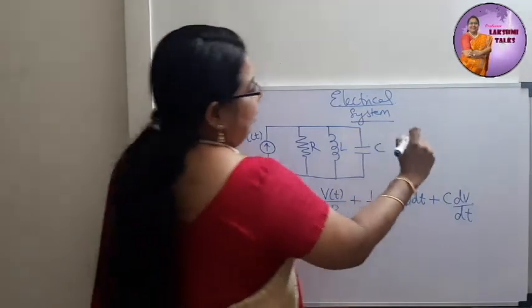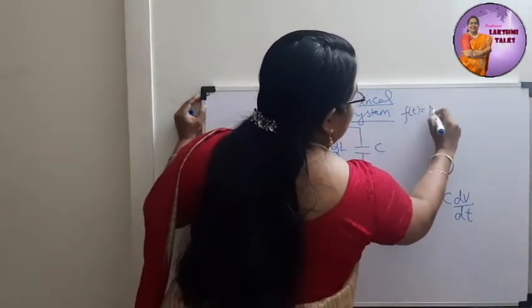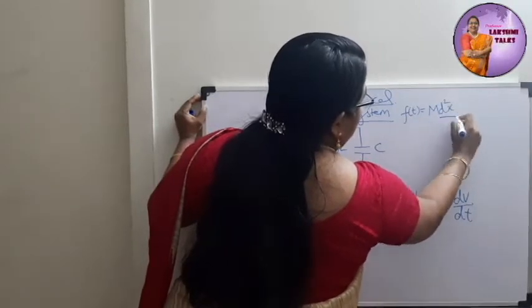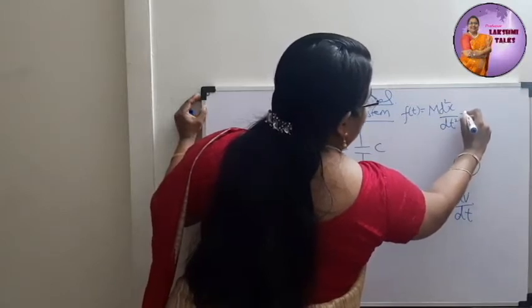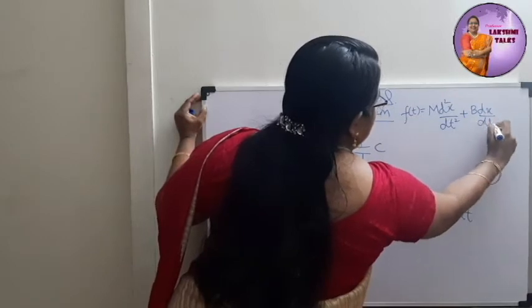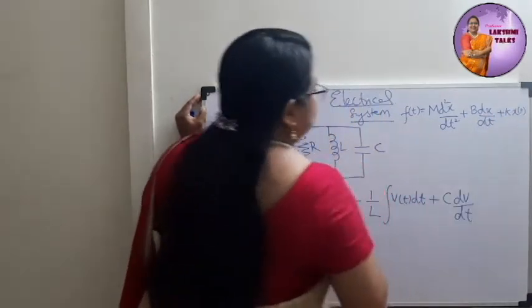So we will write the equation for a mechanical system just like what we did for force voltage analogy. It is f of t is equal to m d square x by dt square plus b dx by dt plus k x of t.